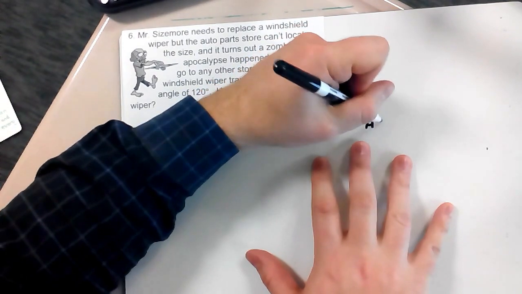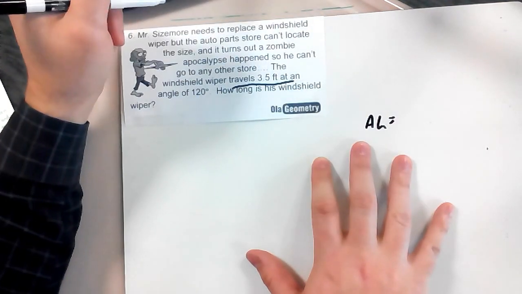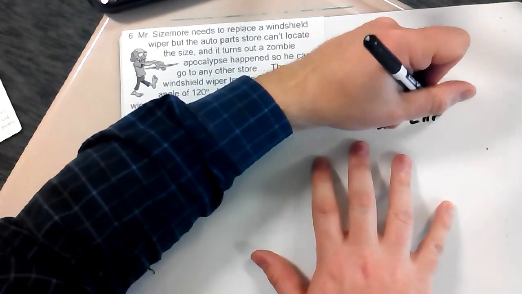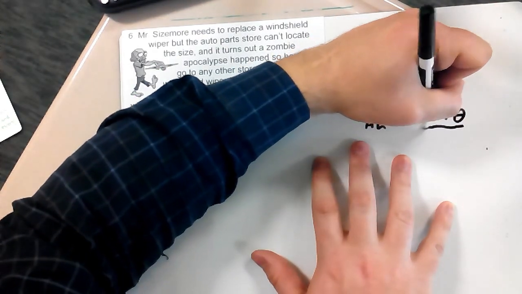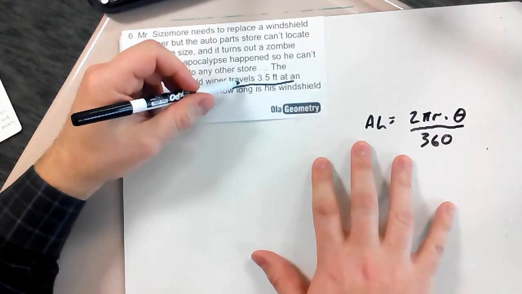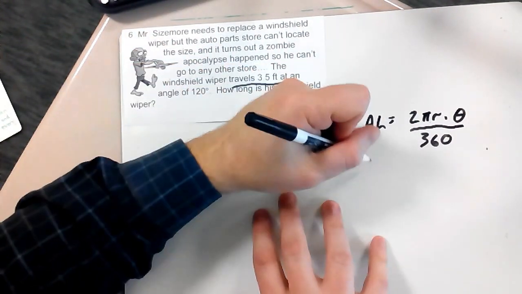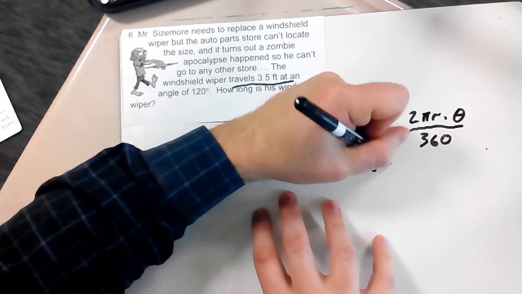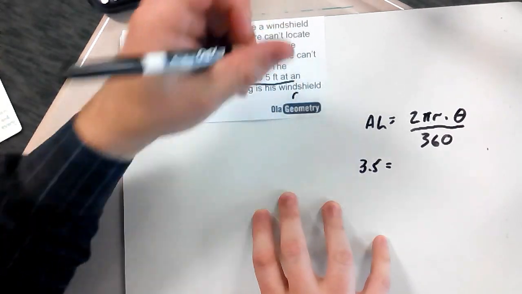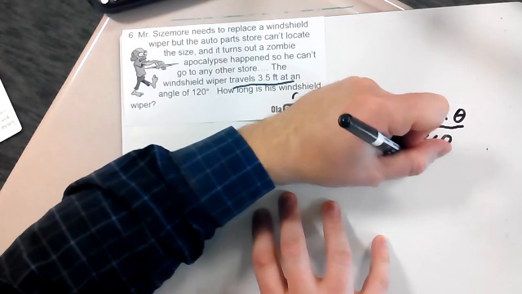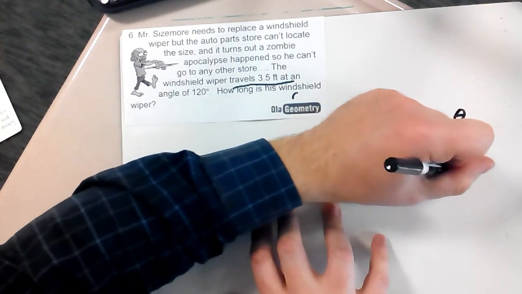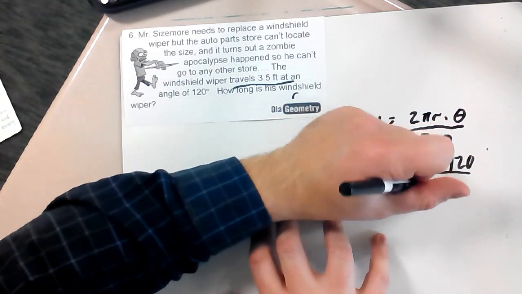So I'm going to say arc length equals 2 pi r times theta over 360. They gave us the arc length because that's what the windshield wiper travels. So there's 3.5 equals, and what we want to find is the radius, so this is going to be r. Let's say 2 pi r times 120 over 360.